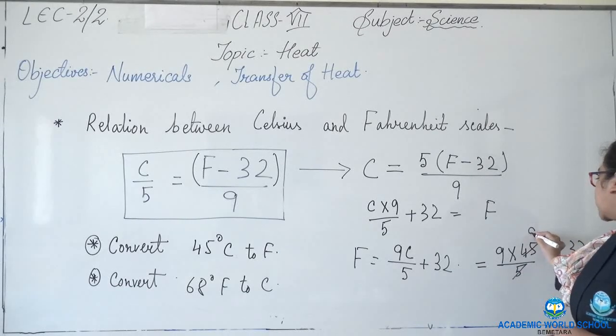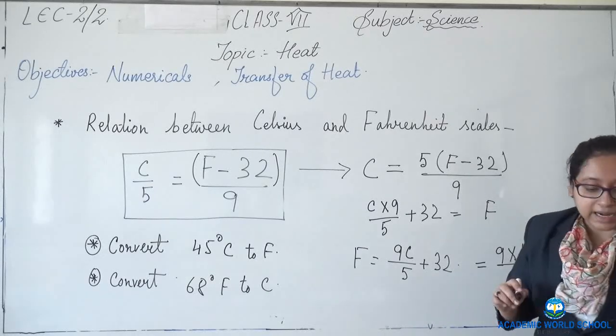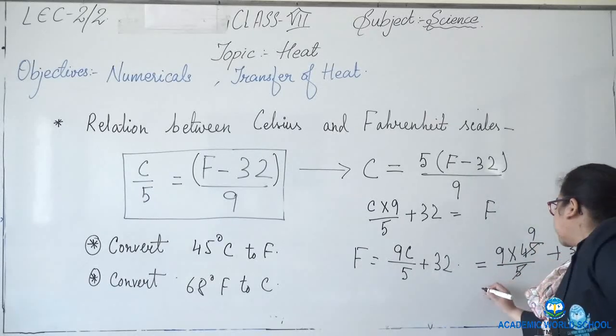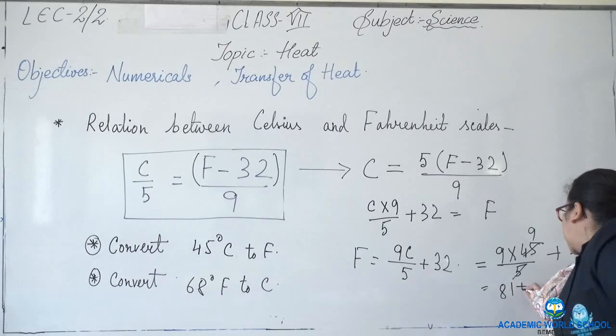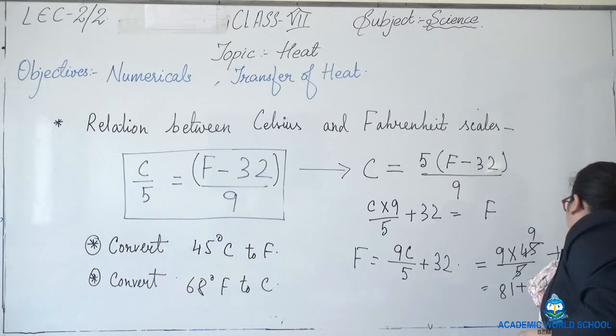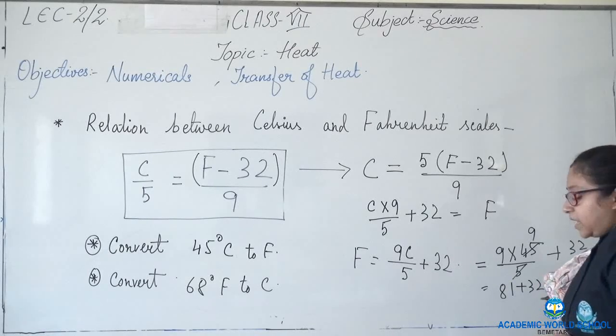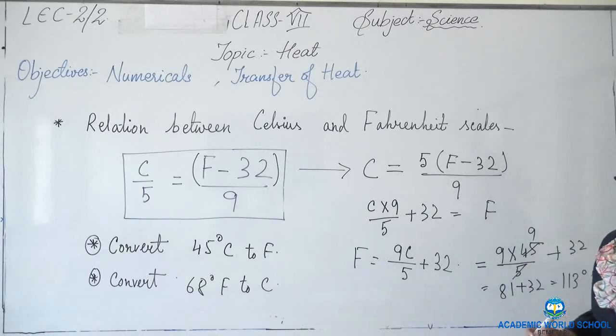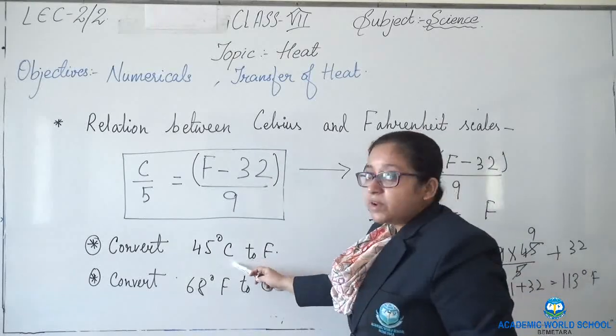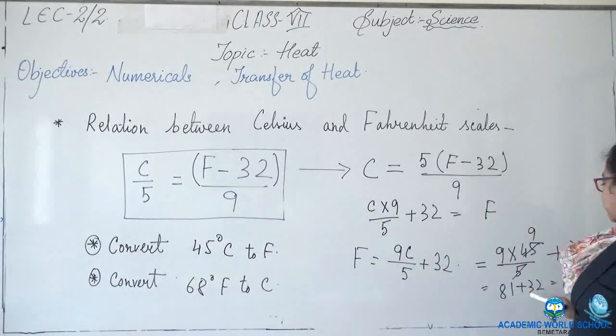145 by 5, so that's equal to 9. 9 nines are 81. 81 plus 32. So I get 113 degree Fahrenheit. So my 45 degree Celsius is equal to 113 degree Fahrenheit.